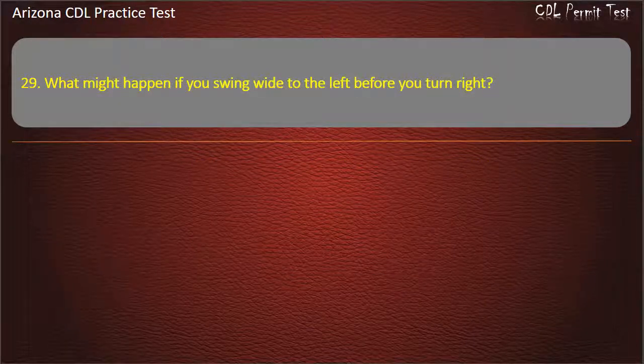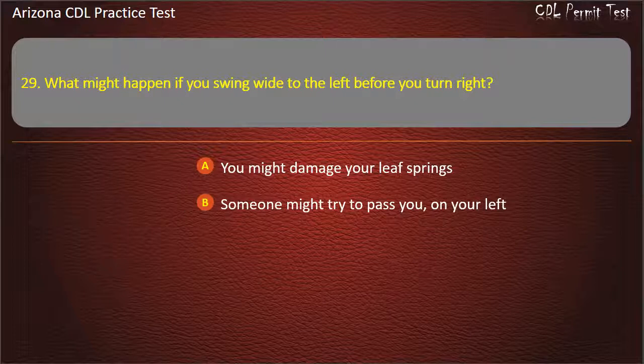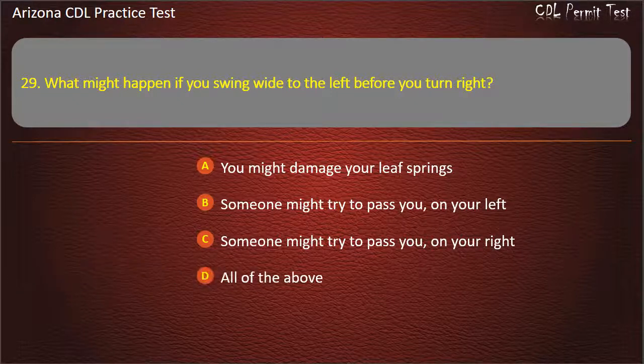Question 29. What might happen if you swing wide to the left before you turn right? You might damage your leaf springs. Someone might try to pass you on your left. Someone might try to pass you on your right. All of the above. Answer. Someone might try to pass you on your right.